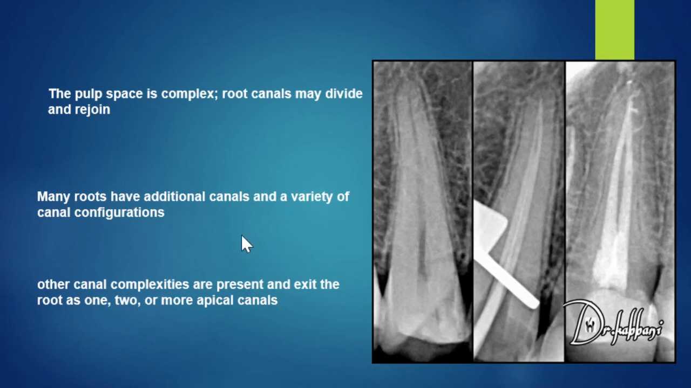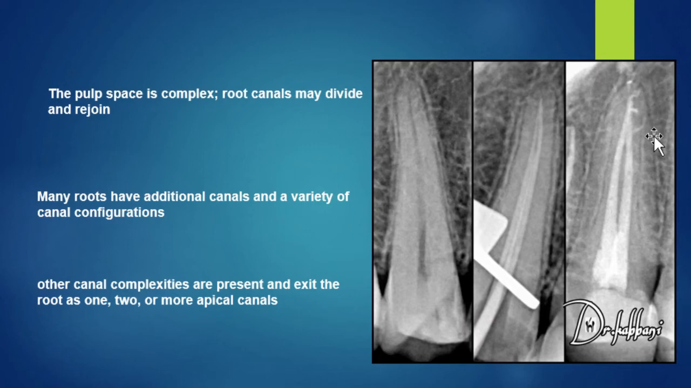All right, so we have to know that the pulp space is always complex. Root canals may divide and rejoin. We also have to always expect an additional or extra root in a tooth, like a radix in lower molars, for example. And we also have to expect having additional canals, and we should always be familiar with the different canal configurations. Here in this X-ray, we can see this premolar with two canals that join at the apical third to leave the root canal system from a single portal of exit.